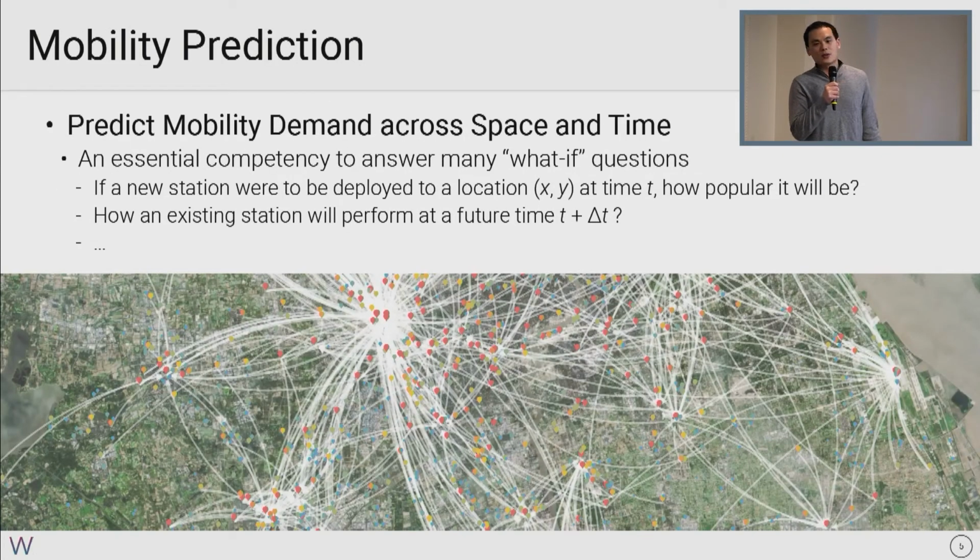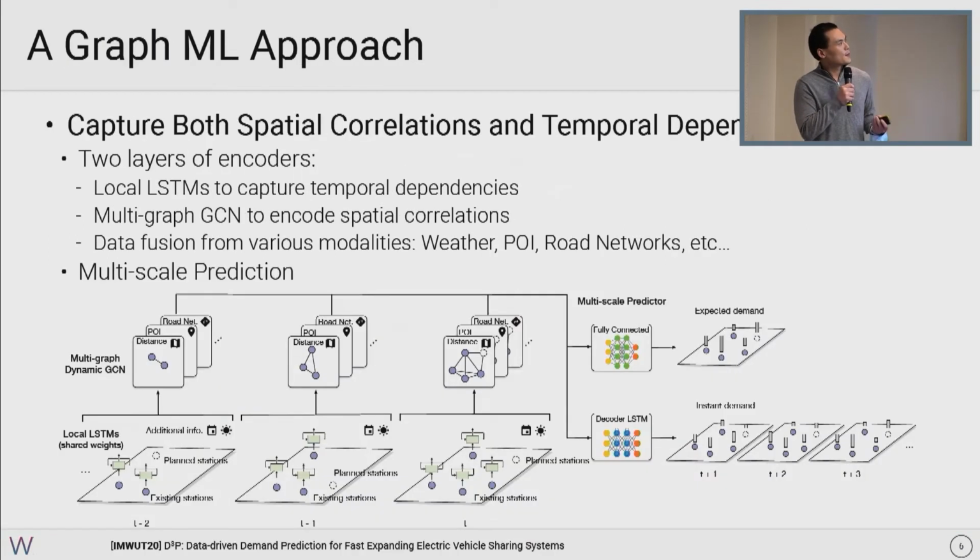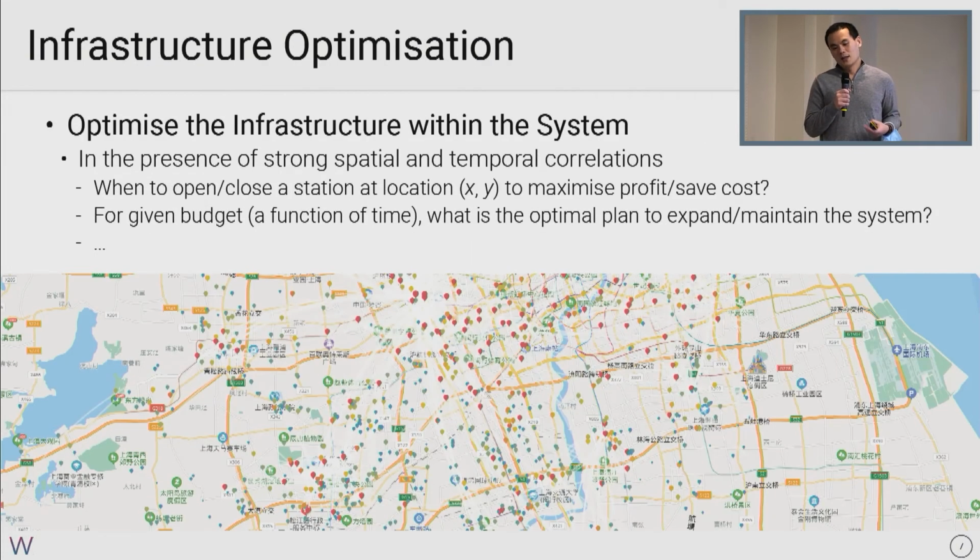The first problem we try to tackle is how we understand the demand of the users, how we actually predict when the users are going to use those systems. So instead of using a traditional approach, we use a graph ML approach to capture both the spatial correlations and the temporal correlations. We run multiple time-varying graphs on top of the system, and use that to conduct multi-scale prediction to understand what would be the next order and what would be the average next order in the next week or next month.